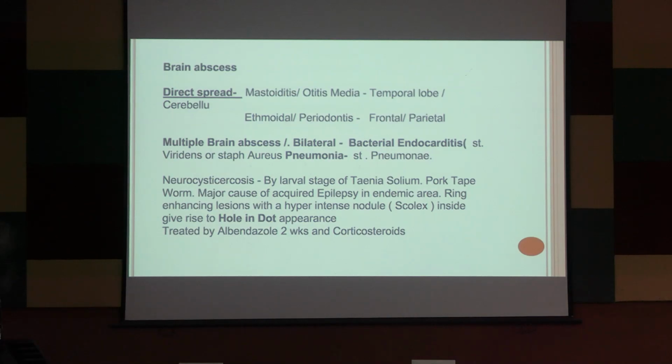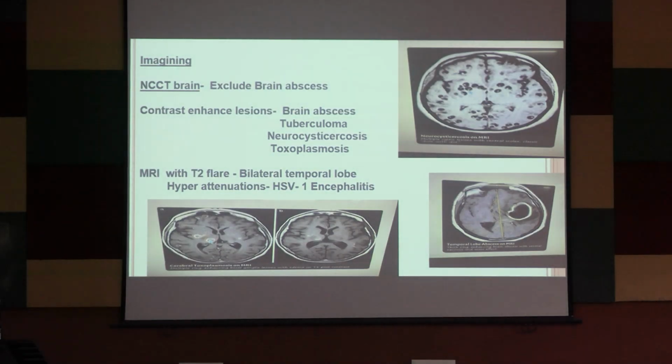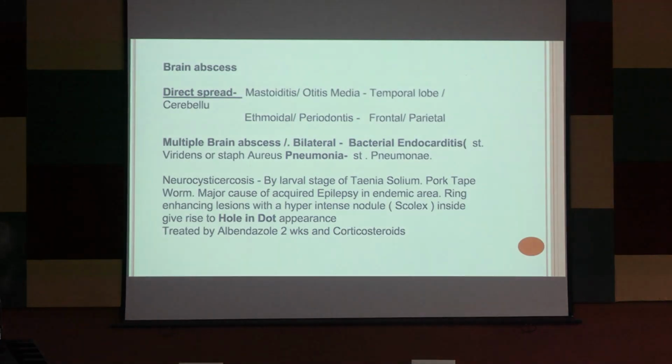This is very common in our part. You get many cases of neurocysticercosis. I have shown you the pictures; this upper one is a case of neurocysticercosis. There are multiple lesions, ring enhancing, and also a dot in hole appearance. Neurocysticercosis is the larval stage of Taenia solium. Taenia solium is the organism; the larval stage stays in the brain.